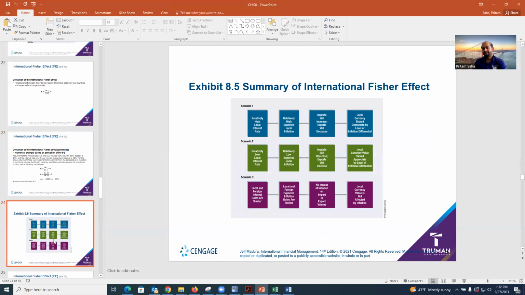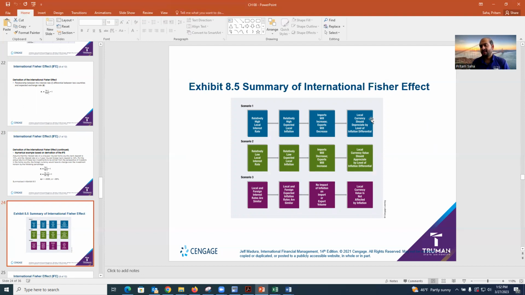Now, how do things happen? What are the channels that will lead to depreciation or appreciation of the currency value? Here are some examples. Let's say in your home country, interest rate is high. What is the implication? Inflation is also high. When inflation is high, what is the impact on trade? Imports will increase because goods and services in the foreign country are cheaper. Export will decrease because goods and services in the home country are expensive.